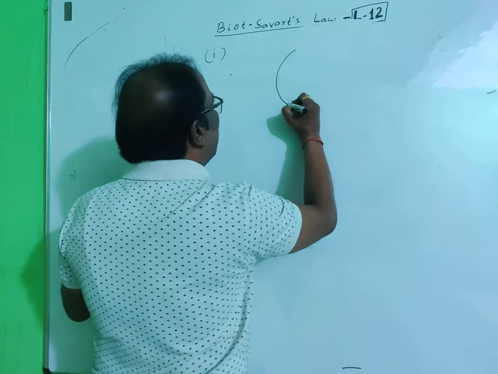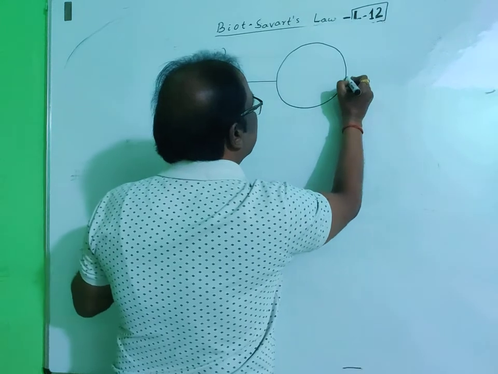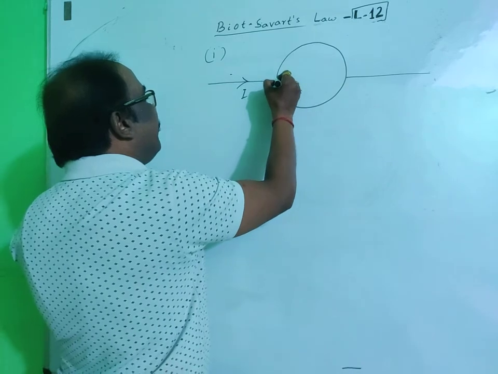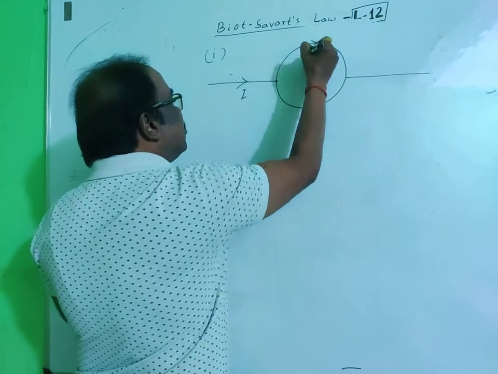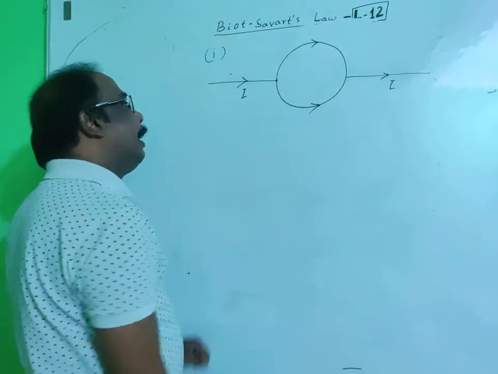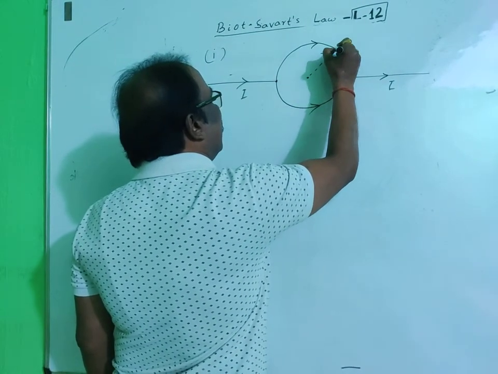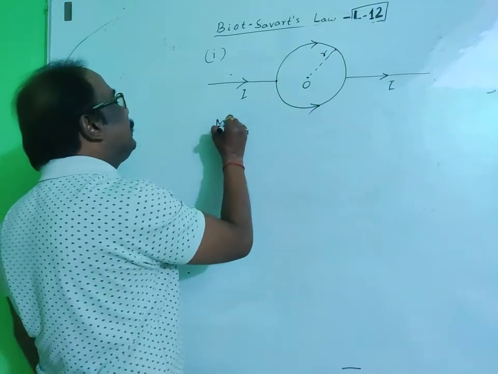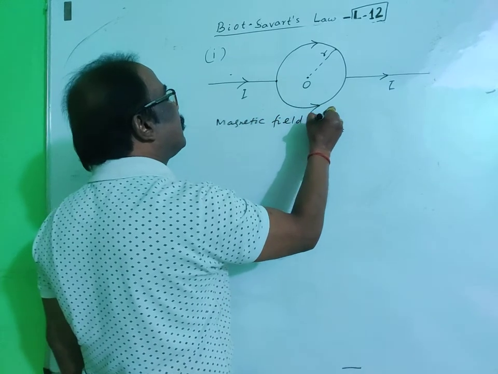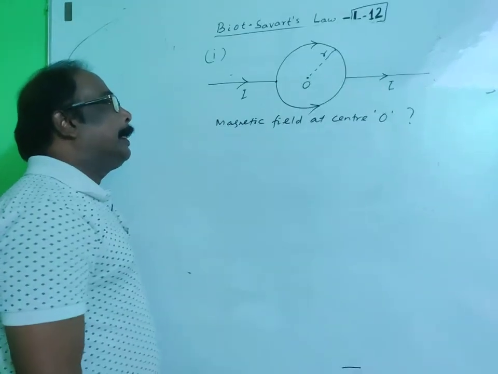See, this is a circular conductor. This is a straight conductor, this is a straight conductor. Current flowing is I. When the current reaches here, it is divided into two parts. Again, finally, the current leaves the circular coil. If the radius of the circle is R, then we have to find the magnetic field at center O.